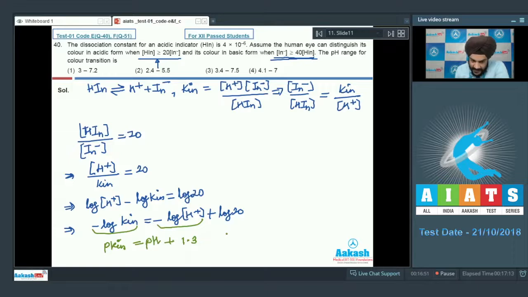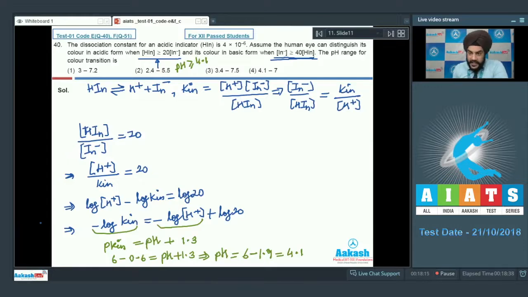So substituting the value of pKn in this expression, the value of pKn will be 6 minus log 4, 6 minus 0.6, is equal to pH plus 1.3. So this is going to give us a pH value of 6 minus 1.9, which is equal to 4.1. So the pH has to be greater than or equal to 4.1.